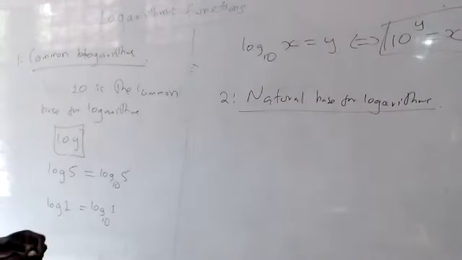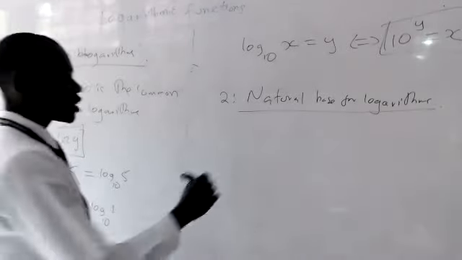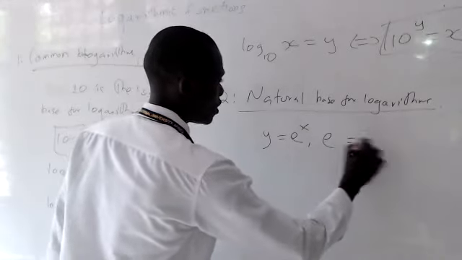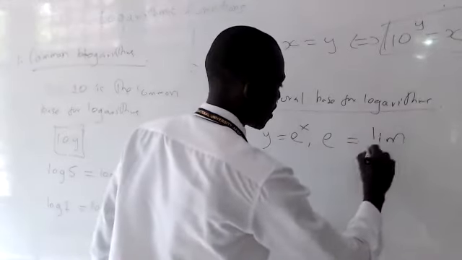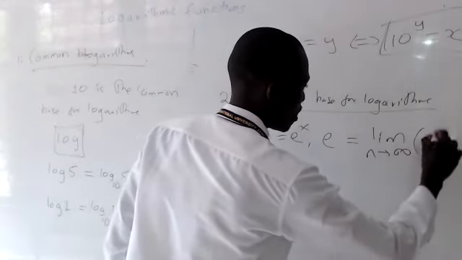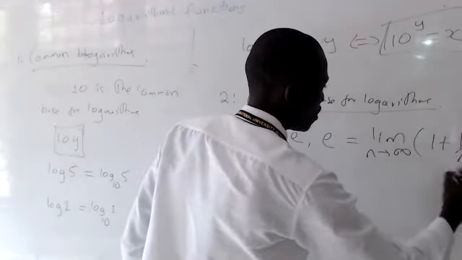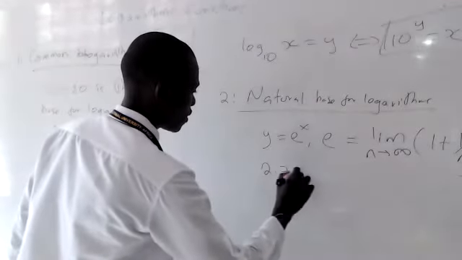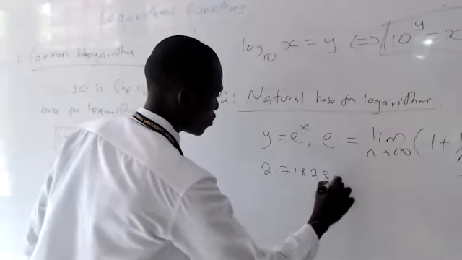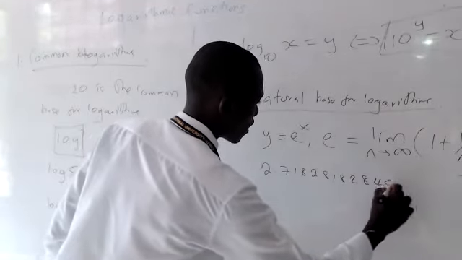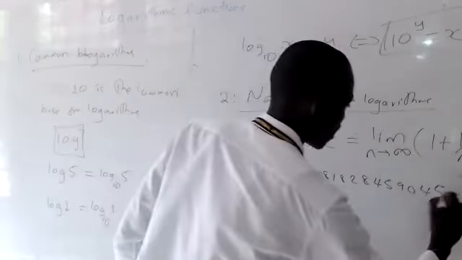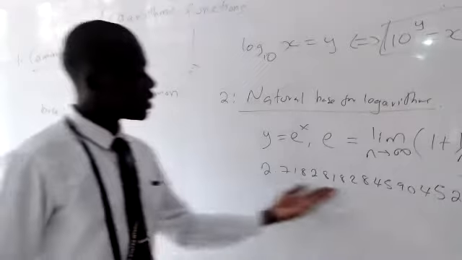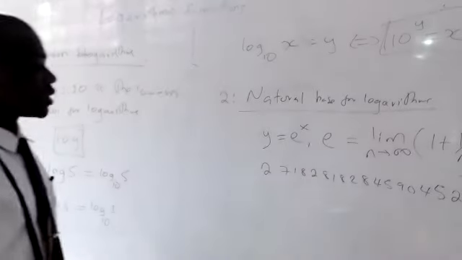Last time we talked about the natural exponential function. You remember the natural exponential function? y is e to the x, where e is the number given as the limit, as n grows bigger and bigger, of 1 plus the inverse of n, raised to n. Remember this number? 2.71828828459045235336. So this is the first 20 decimal places.